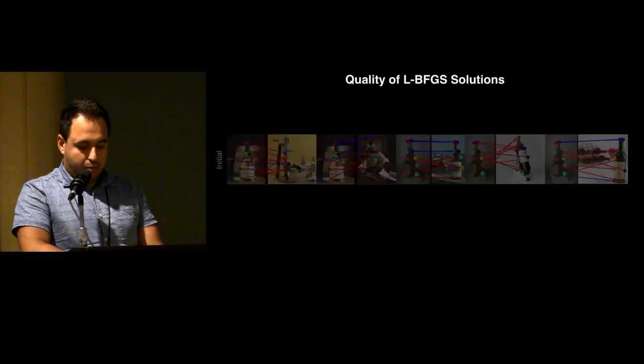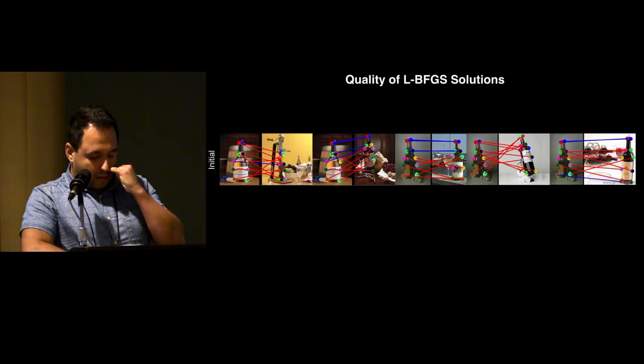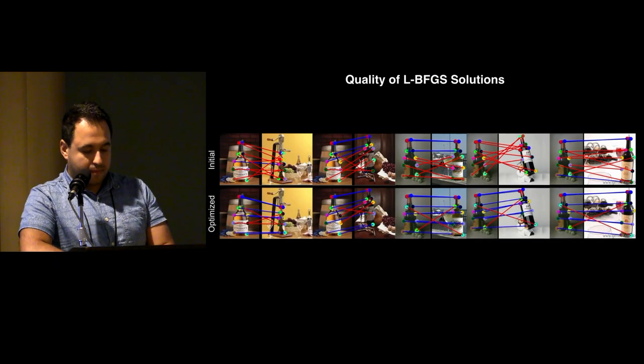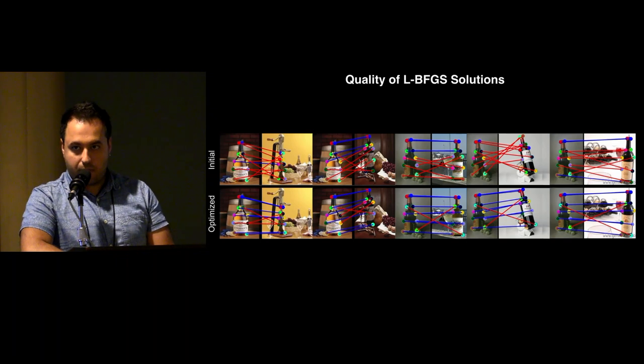So our minimization scheme yields high quality outputs that outperform the state of the art in general. In this example, the red lines denote wrong matches and the blue the correct ones. It is visually apparent that we can improve upon the initial guess that is computed by, for instance, a simple Hungarian matching.